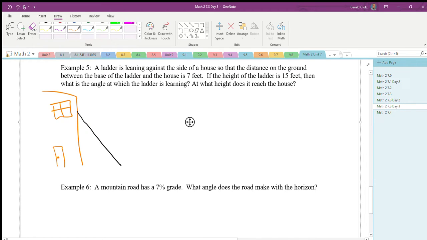So it says the ladder is 7 feet away from the house, so this distance right here is 7. This is a 90-degree angle, because the house and the ground make a 90-degree angle, hopefully. The height of the ladder is 15 feet, so the length of the ladder is 15 feet. What is the angle at which the ladder is leaning? I should say leaning, not learning.